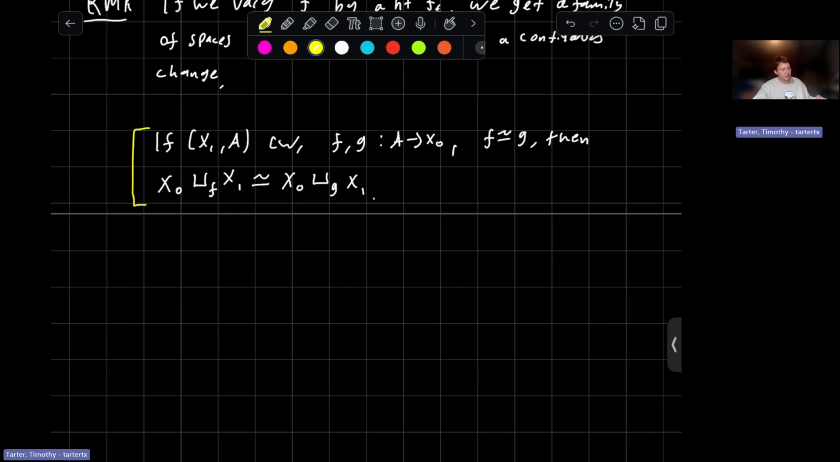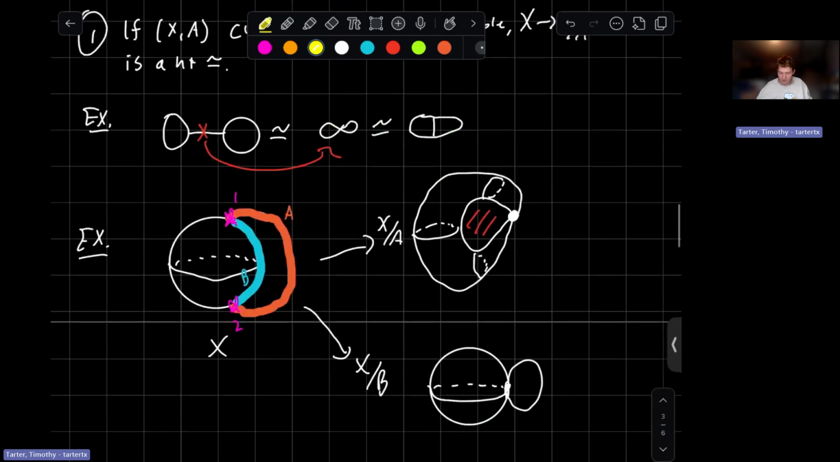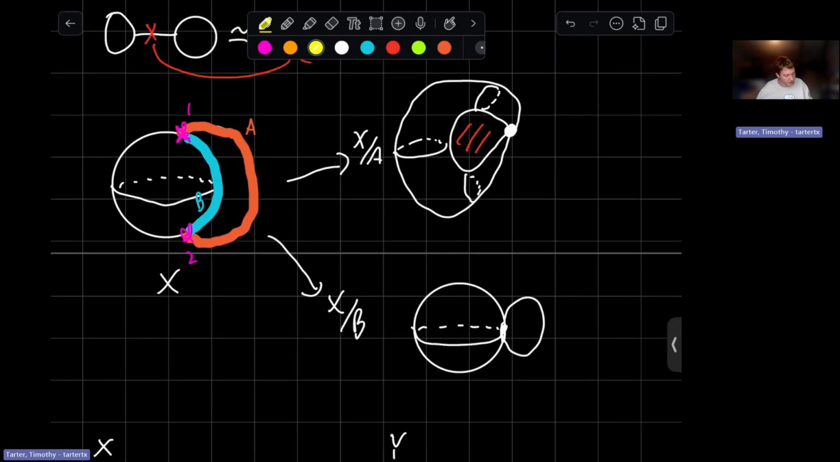We can read what's Example 0.8. So this example up here, the orange and blue with X mod A, X mod B: a sphere with 2 points identified is homotopy equivalent to S1 wedge S2, where S1 is a circle, S2 is a sphere. We attach along the curve B.